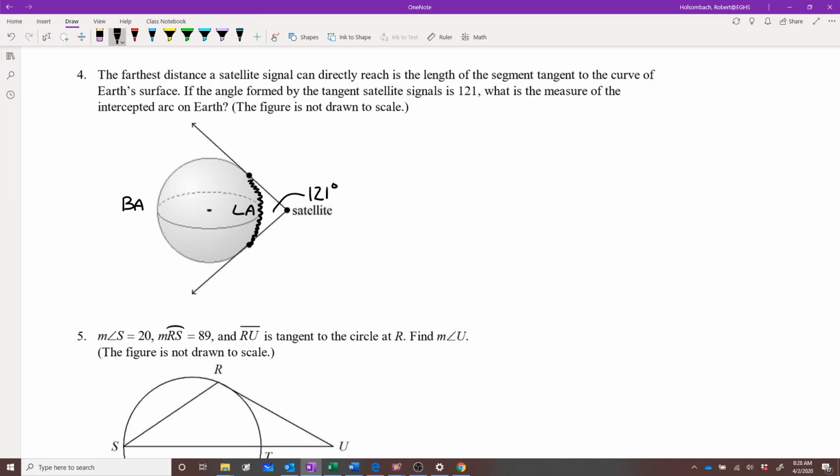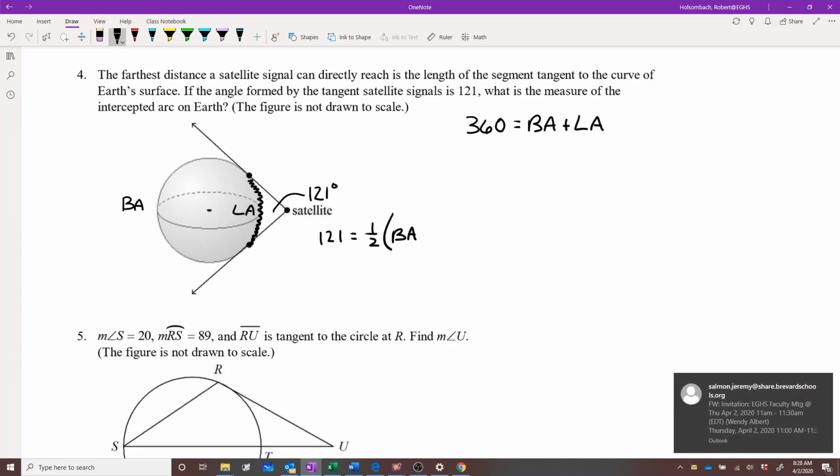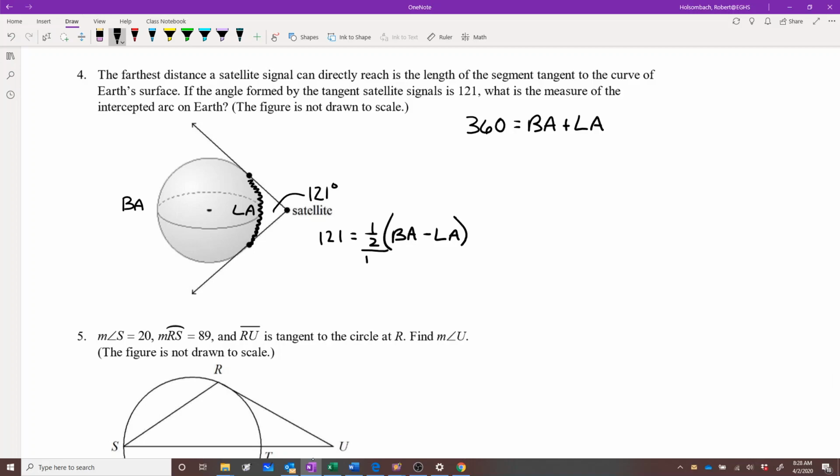So again, 360 is equal to big arc plus little arc. And 121 is equal to 1/2 of the big arc minus the little arc. So divide by 1/2. And 242 equals big arc minus little arc. So we can bring that back up.